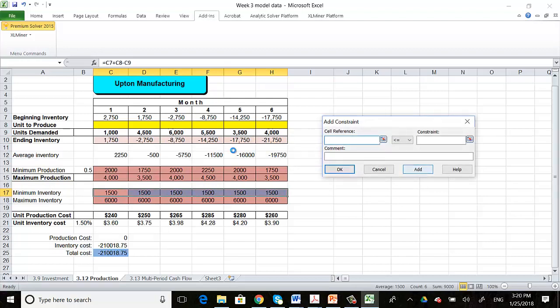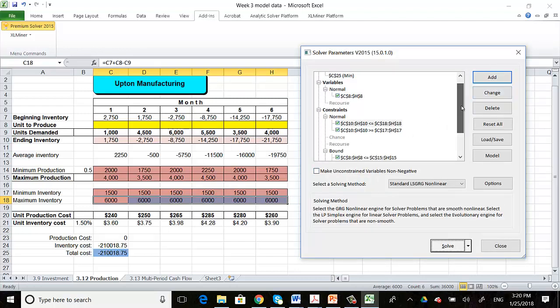Add the fourth one, ending inventory, now less than or equal to the maximum. Okay.